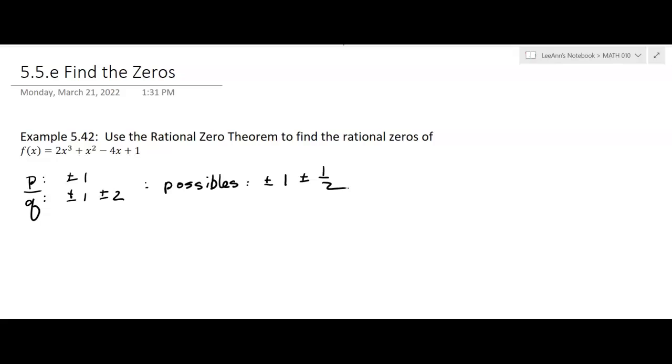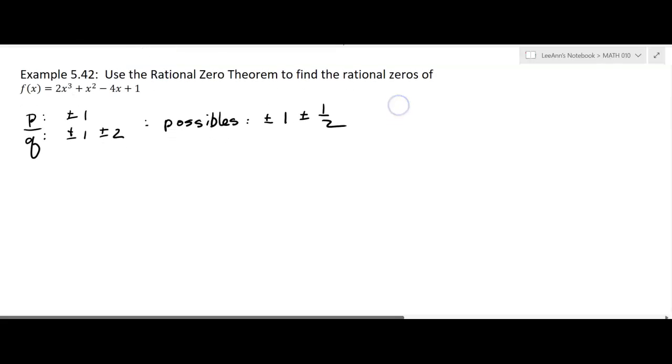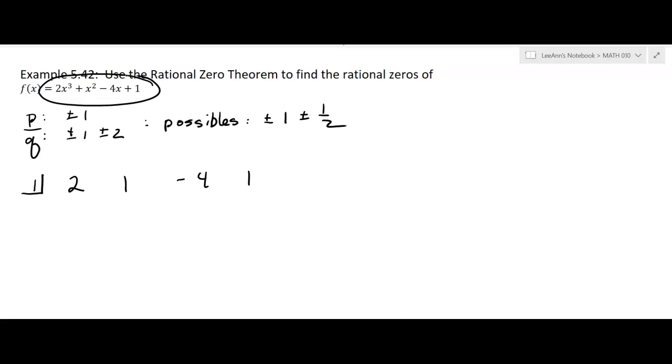And you say, well, how will I know if it's a 0? We're going to use synthetic division. Now, I almost always try 1 first. It might work, might not. So I'm pulling off these coefficients here from the polynomial, 2, 1, negative 4, 1. Of course, I have to make sure it's in standard form and all the terms are there, but it's good. And then I'm going to divide synthetically by 1. If I have a 0 remainder, then it's a 0.